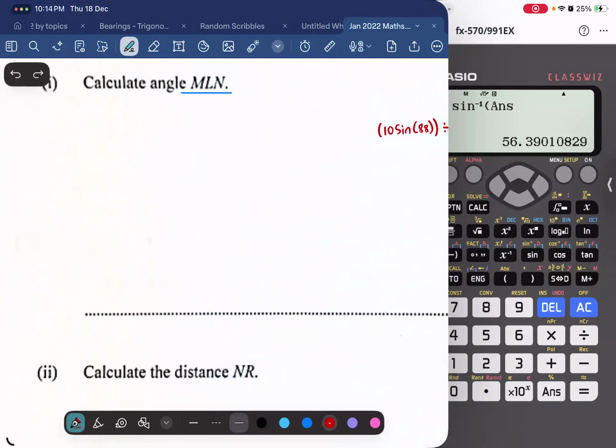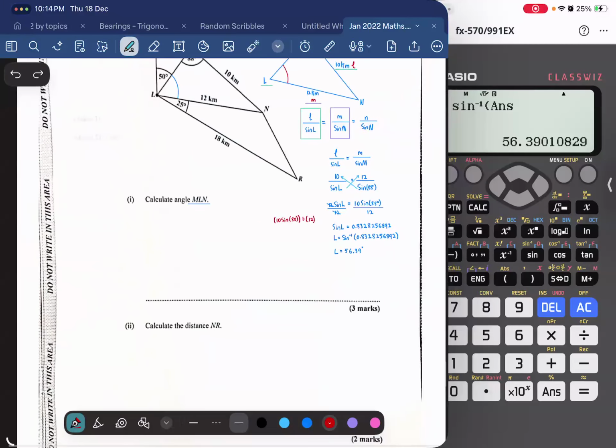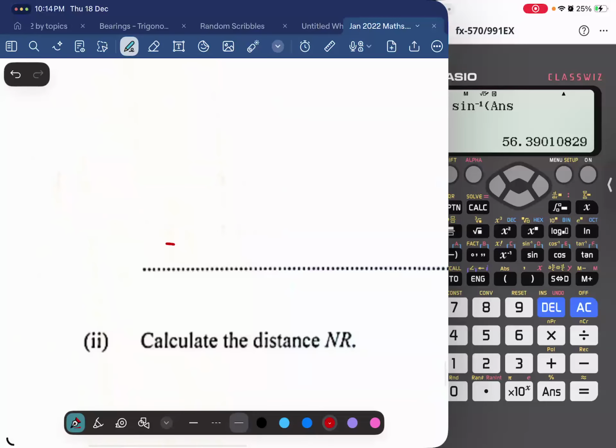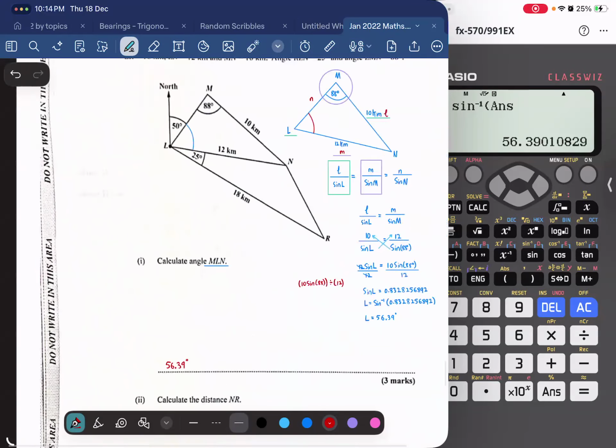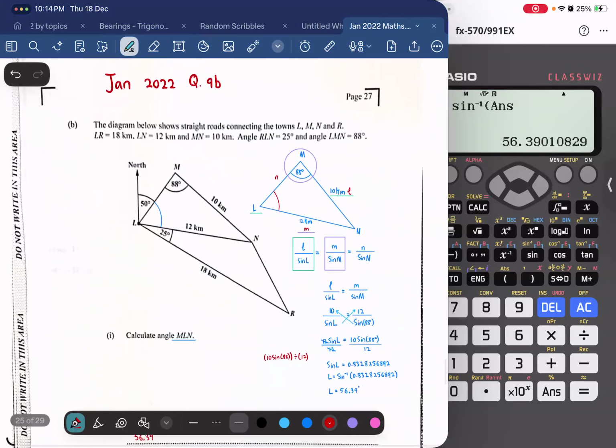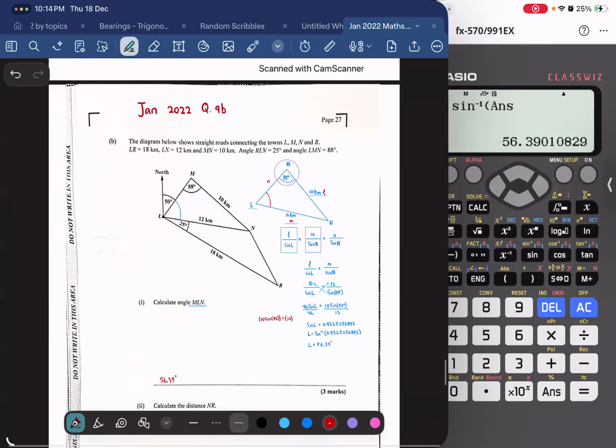Anytime you see that 3-mark question, just know you have to use either sine or cosine, and then you know when to use either one. So there's nothing to be scared of. You know the procedure by now. My advice is, if you find the answer for something, put it in the diagram one time. So we're going to write 56.39 here.